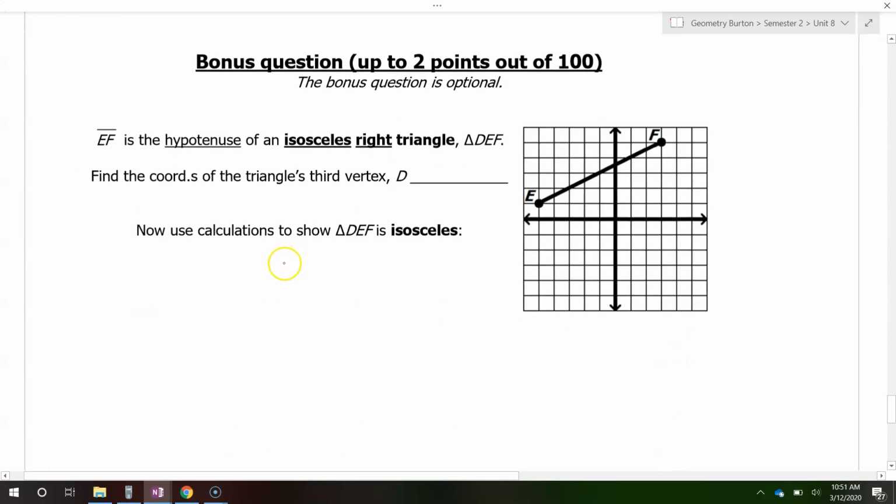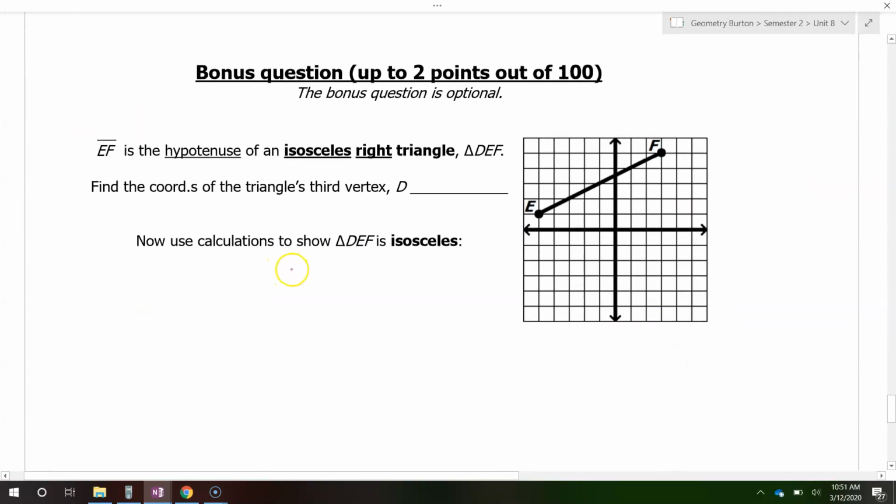Okay, now back to the topic of this unit. Slopes and lengths and that type of thing. All right, so this is the hypotenuse of some right triangle. We have to find the third vertex D and then prove that it forms an isosceles right triangle.